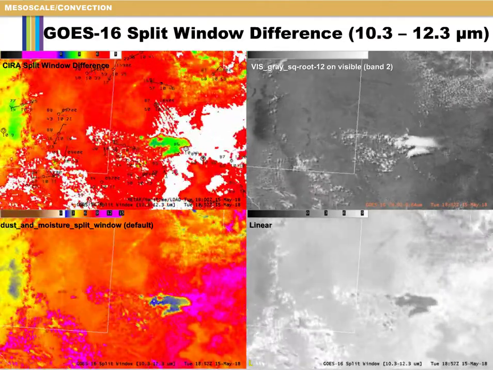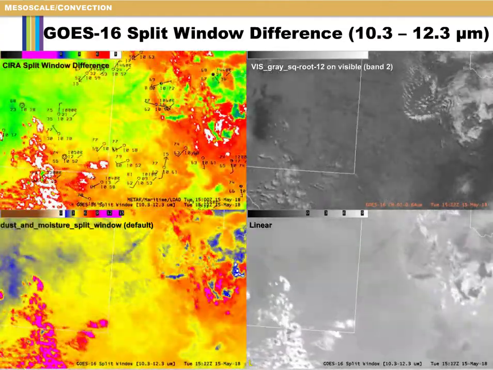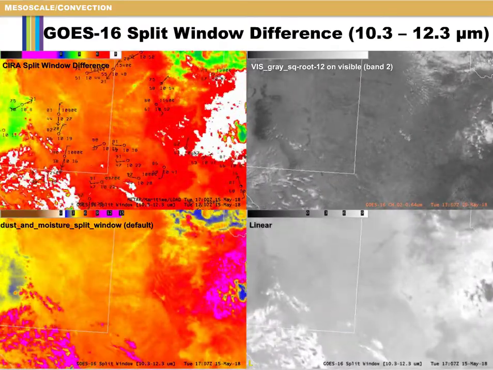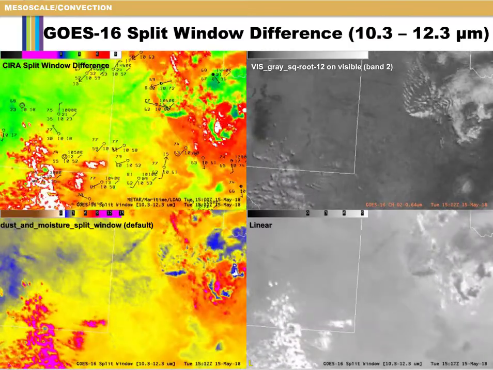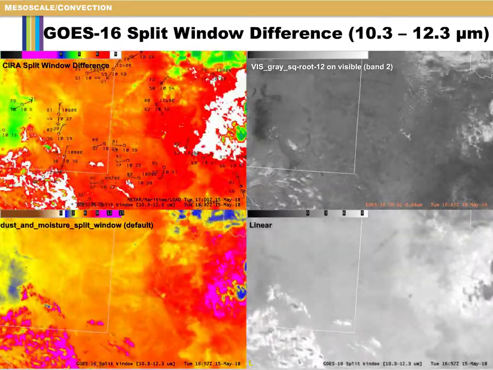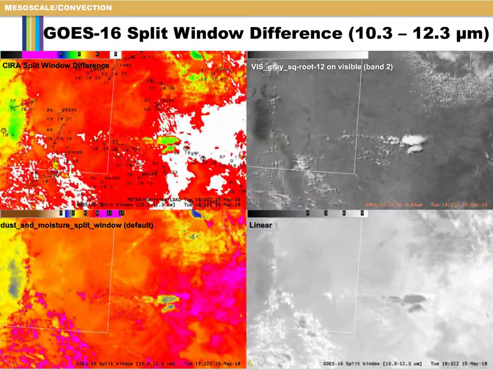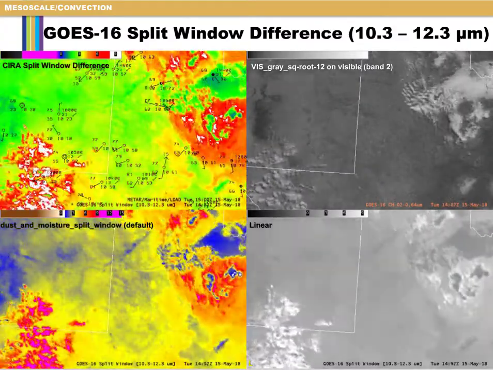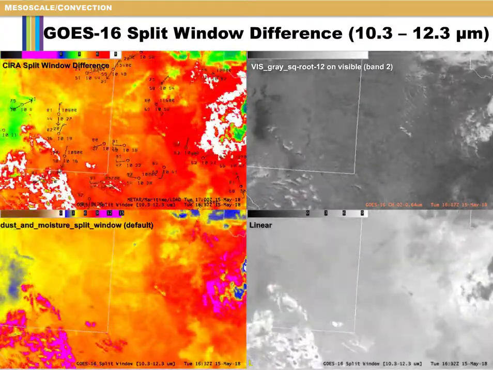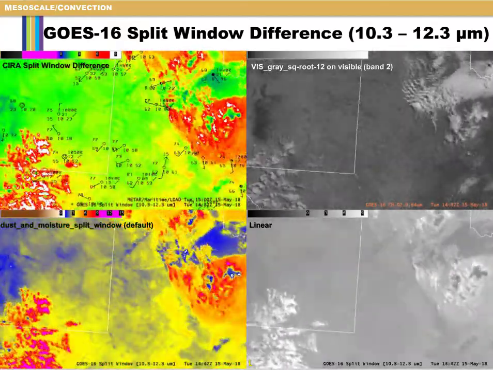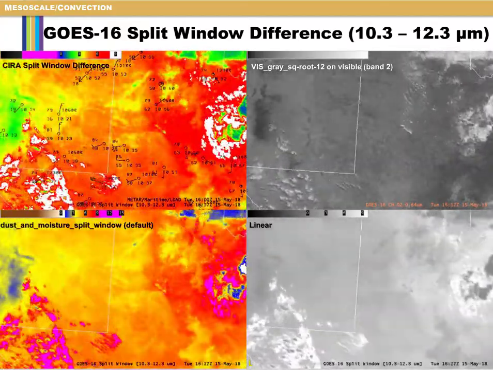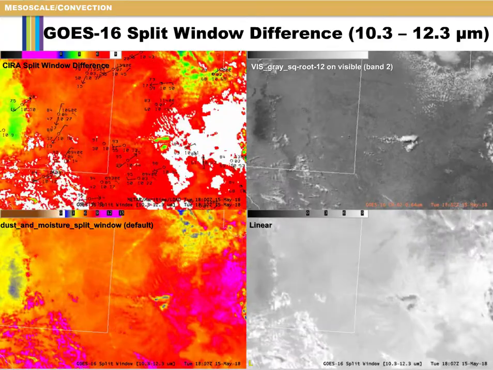Under clear sky conditions along a low-level convergence boundary, the split window difference product, that is the 10.3 minus 12.3 micron bands, may be useful to identify convective initiation before cumulus clouds develop. In the absence of clouds, larger positive split window difference values may correspond to deepening low-level moisture. We tend to see this where moisture is relatively shallow, not in regions of deep low-level moisture.